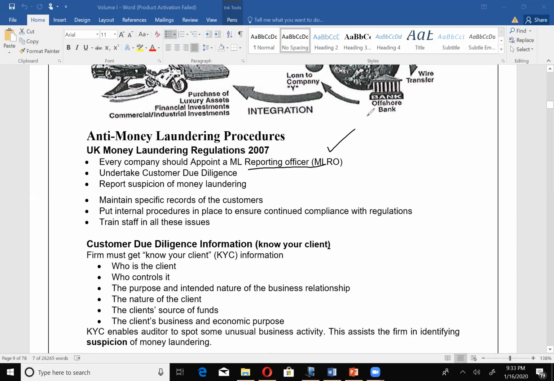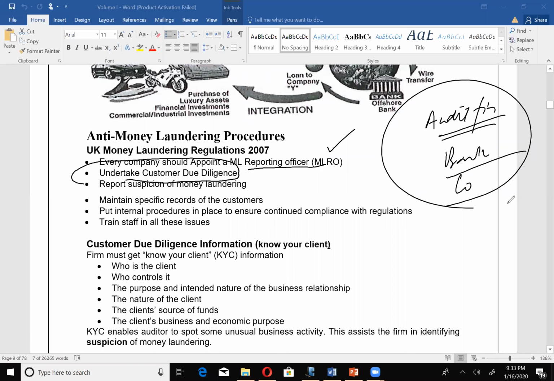They should appoint such a person. And then, whenever an organization is involved, whether it is an audit firm, a bank, or a company, whenever they deal with any other party, they should perform customer due diligence. Know your client due diligence. Here it is further explained. Know your client, KYC. Who is the client?